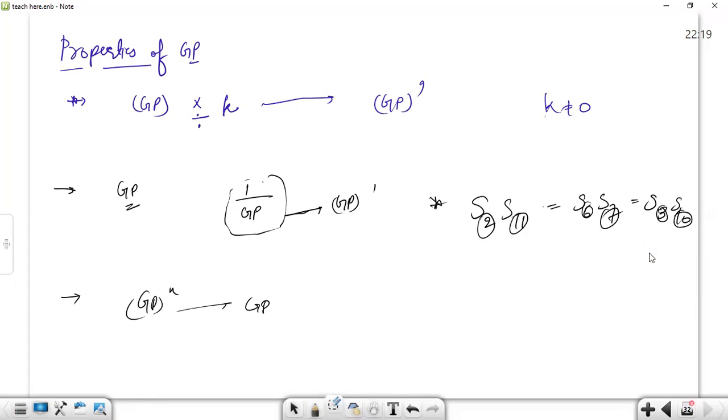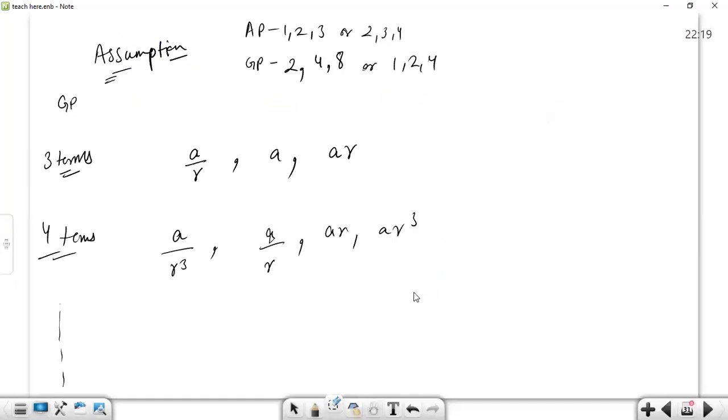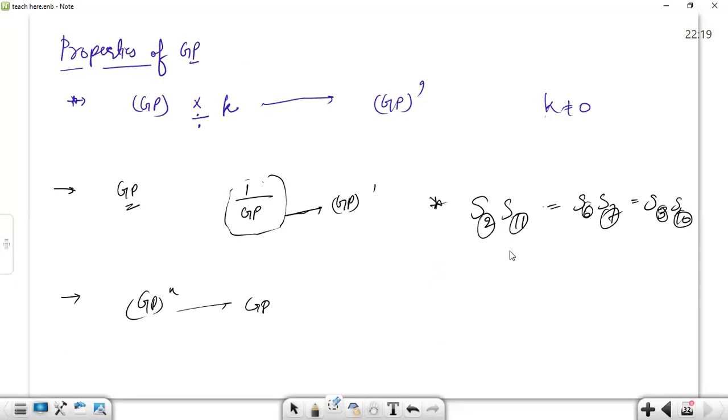Clear? Why is it happening so? Because this time the powers are getting added. Clear? Any doubts, anyone? No, sir.